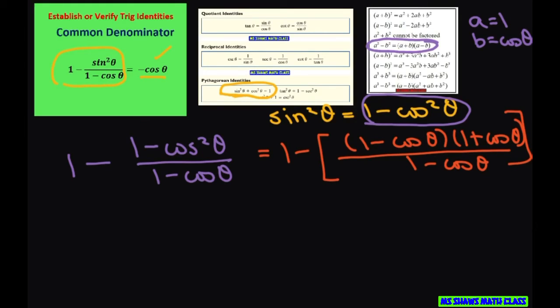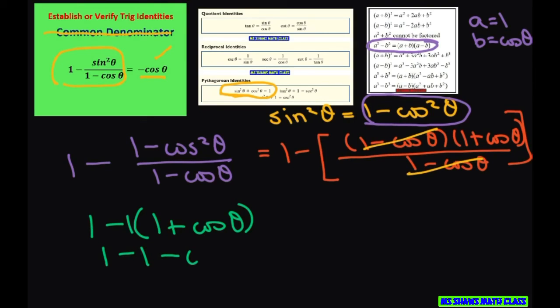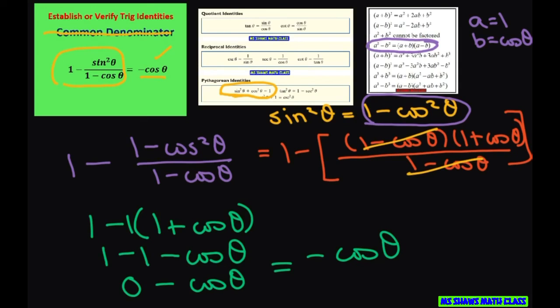Now what happens when I do that is these cancel, so I don't have the denominator. So we didn't have to do the common denominator. Now what I'm left with is 1 minus 1 plus cosine of theta. To distribute that negative, you get 1 minus 1 minus cosine of theta. This gives me 0 minus cosine of theta, which equals negative cosine of theta, which is what we wanted. We want this to equal negative cosine of theta. So that checks out.